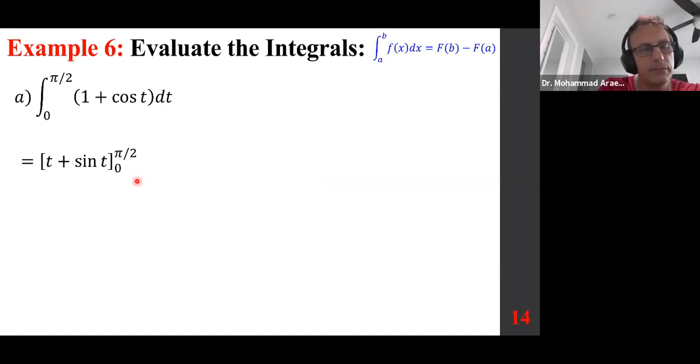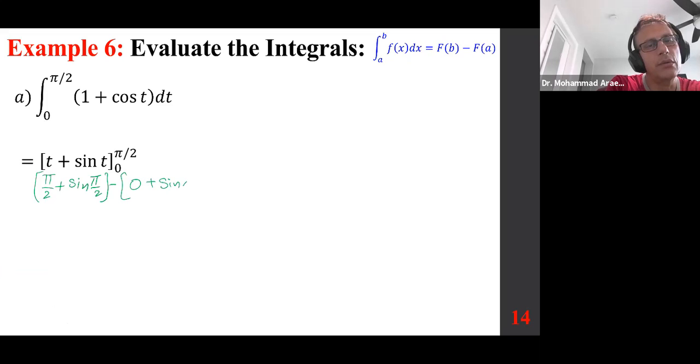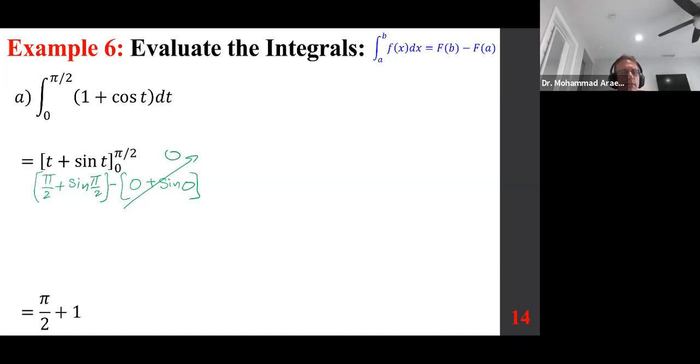Let's plug it in. Pi over 2 plus sine pi over 2, minus 0 plus sine 0. Sine of 0 is 0. The whole thing is 0. Simply pi over 2 plus sine pi over 2, and sine of pi over 2 is 1.